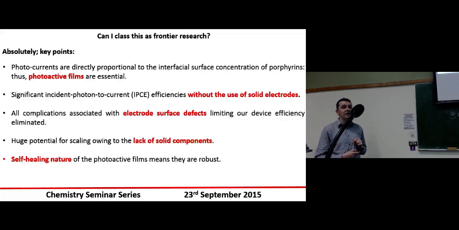But I don't use any solid electrodes. Everything here is happening at a liquid-liquid interface. All complications with solid electrodes are gone. So this is a new concept. I don't care about charge traps at the surface of TiO2. I don't have TiO2. So this is new. This is different. This is weird, you could say. But it's working. There's huge potential for scaling.